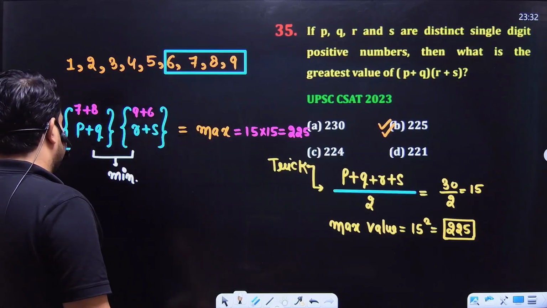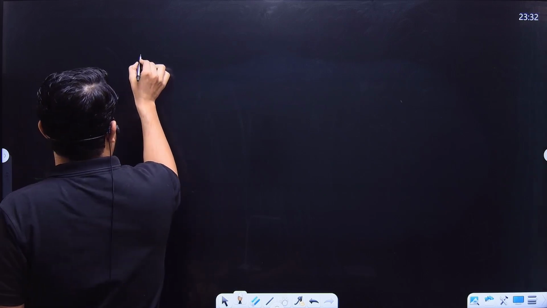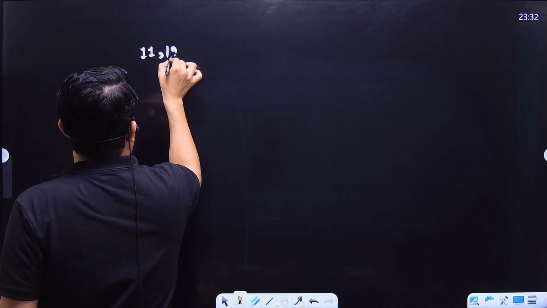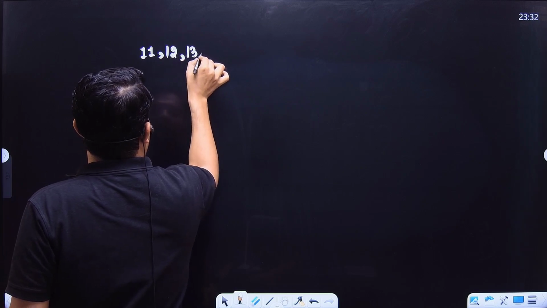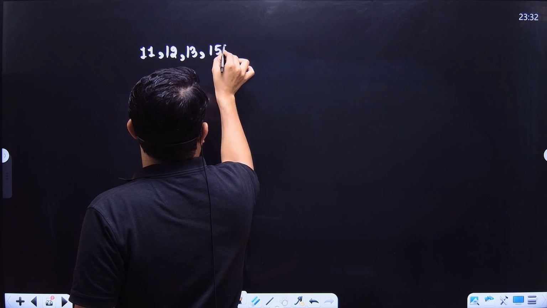If I take another question, I have four numbers, which are 11, 12, 13 and 15.